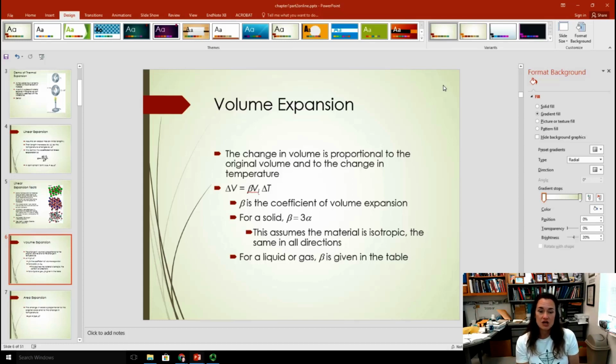Now, if you're talking about a liquid, then beta isn't going to be equal to 3 alpha because it doesn't really make too much sense, first of all, to talk about a linear dimension of a liquid anyway. They generally fill whatever container they're in and take that shape. So it's better to just talk about how the volume changes with temperature. So if you look in tables of data for volume and linear expansion coefficients, you're not going to really find alphas listed for liquids. You're only going to find betas.